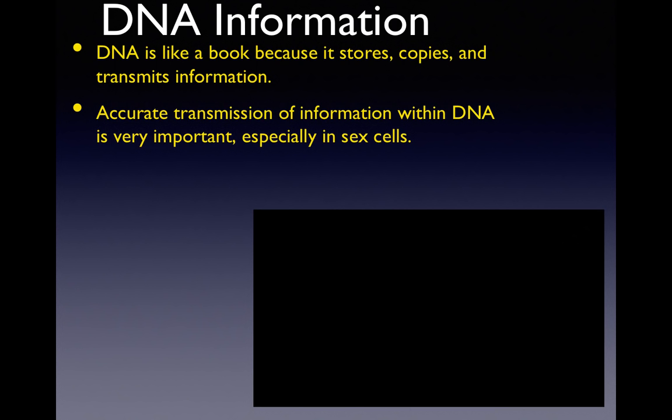It's also important that there's accurate transmission of this information in the sex cells. Why is it the most important in the sex cells? Because when the sex cells come together, sperm and egg, they come together. That creates a baby. If the baby doesn't have the correct DNA or genes, it's not going to develop correctly.